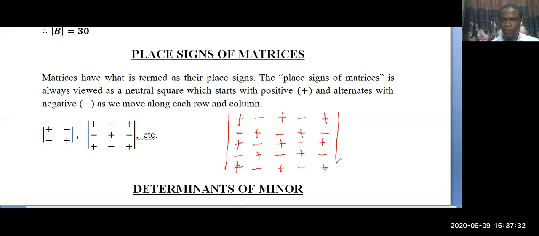And so that when you check the plus sign, you will discover that it is actually neutral all round. Okay? So that is what we mean by a neutral square. Okay, so please note the place sign of every matrix.